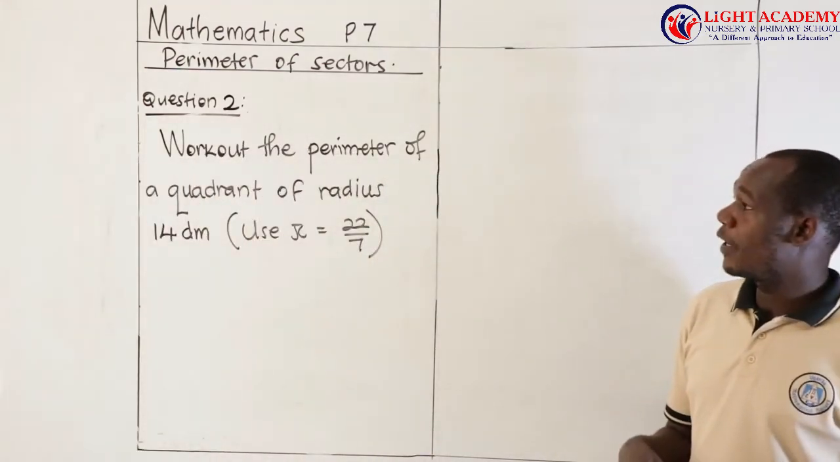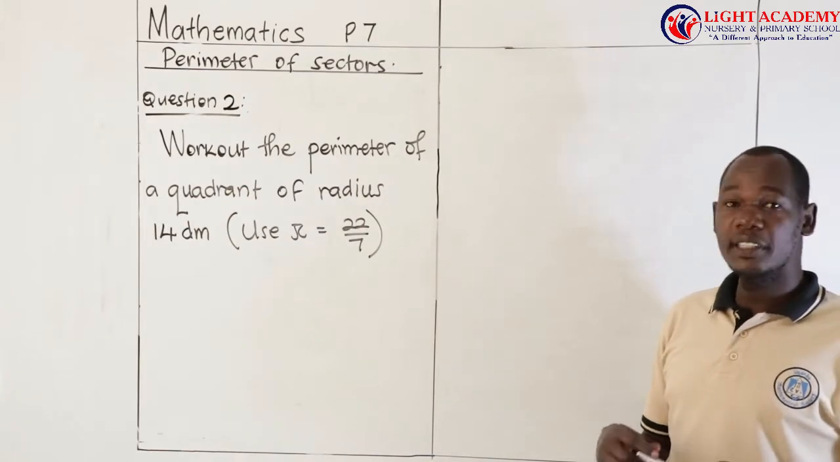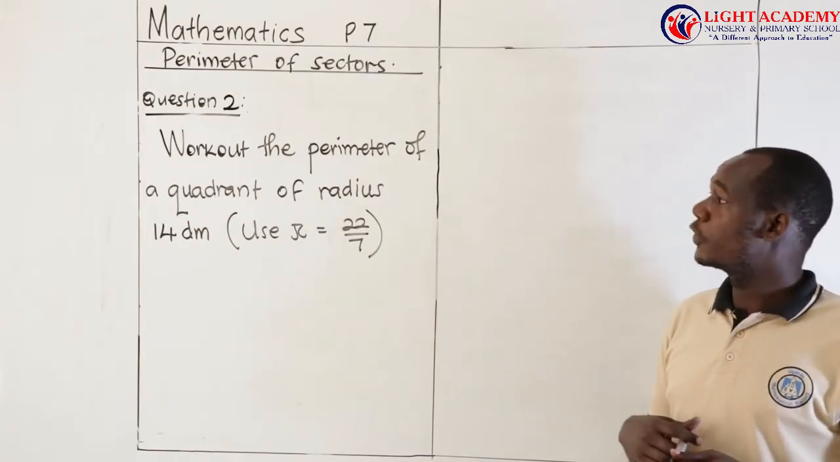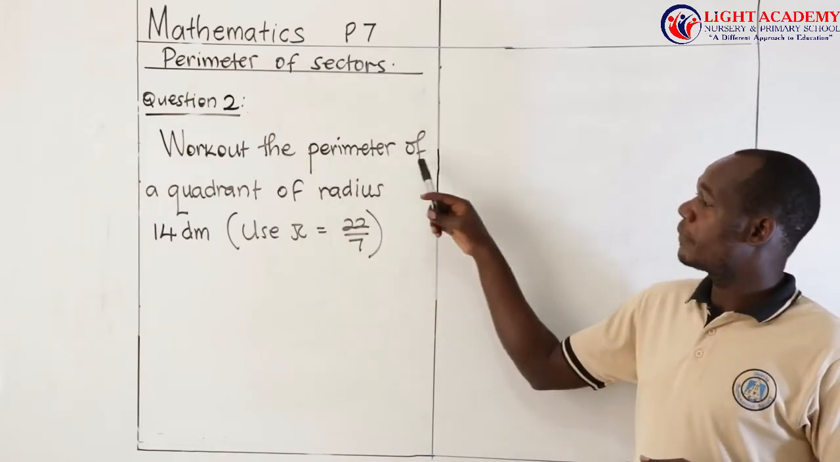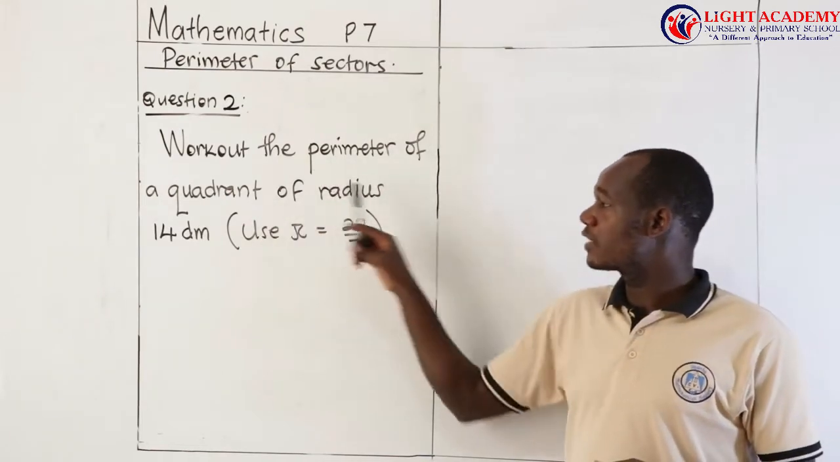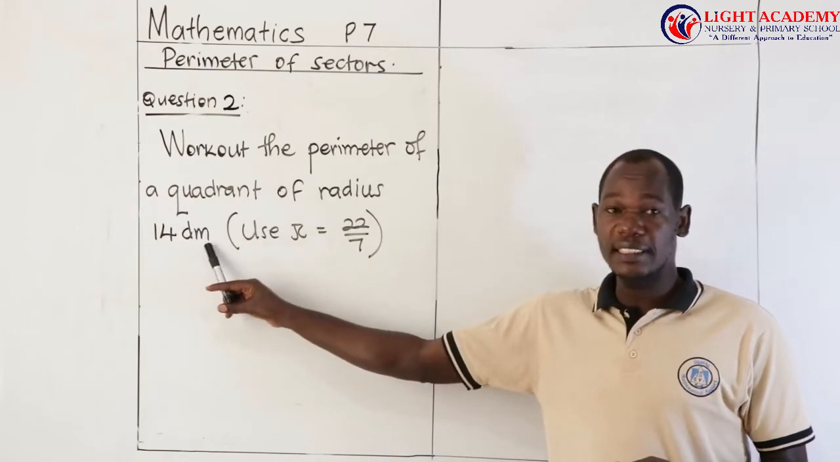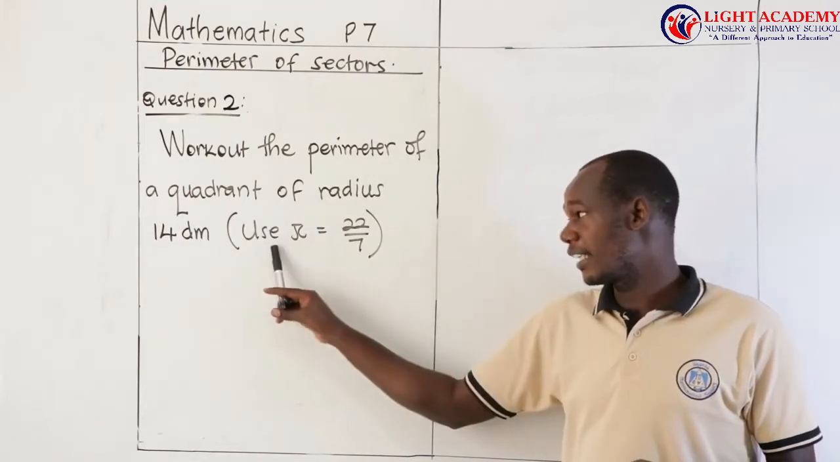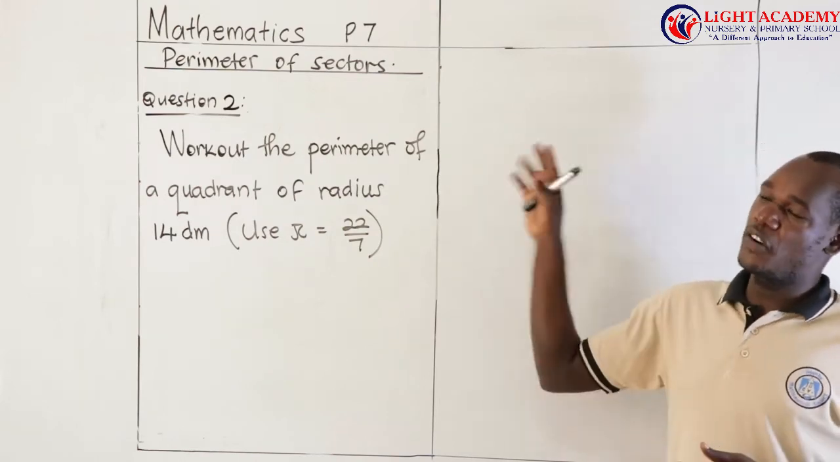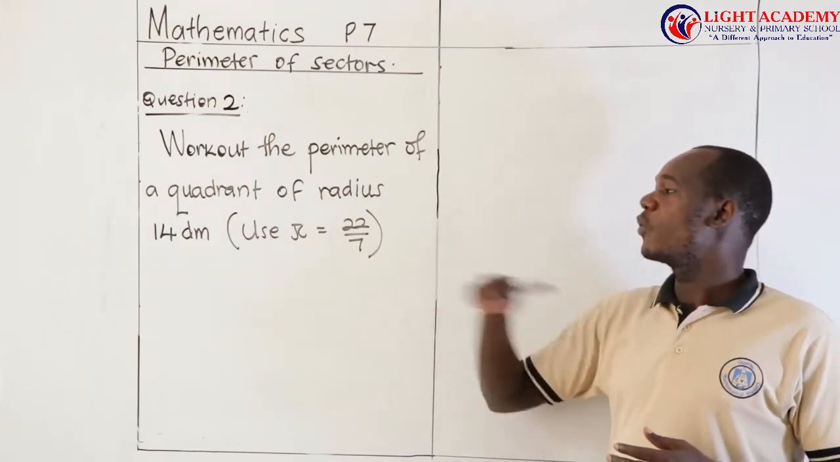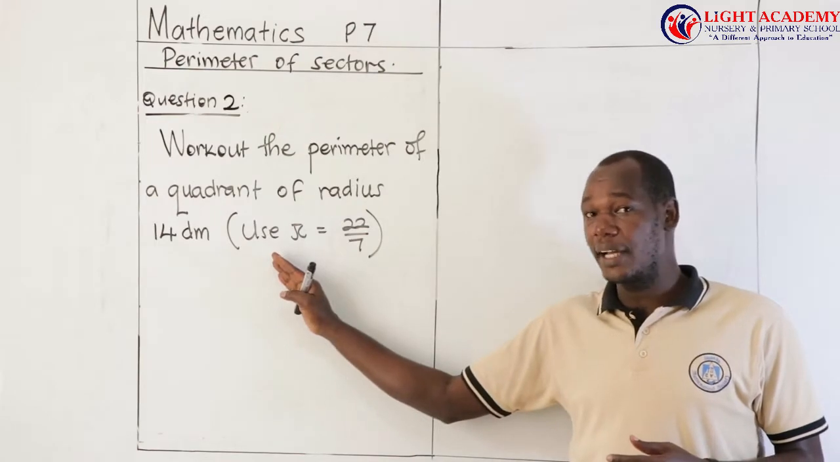So we are now going to our question number 2, which is our example number 2. It says, work out the perimeter of a quadrant of radius 14 decimeters. They are saying use the value of pi as 22 over 7. So we are now moving away from the semicircle in number 1. We are now looking at a quadrant in number 2.